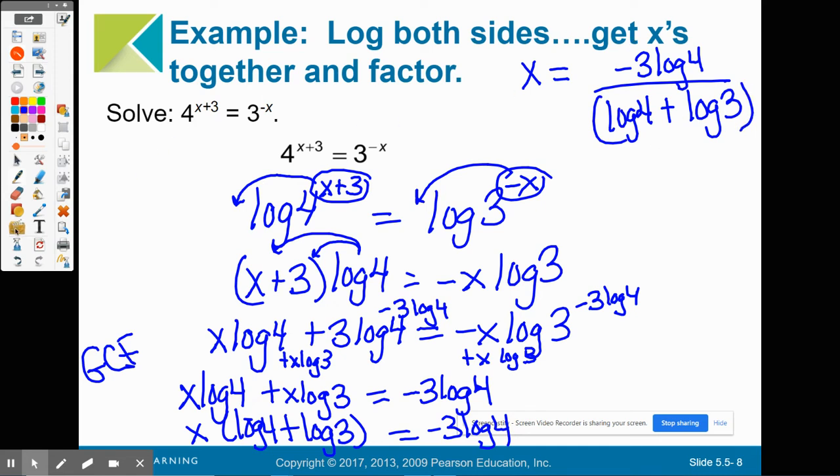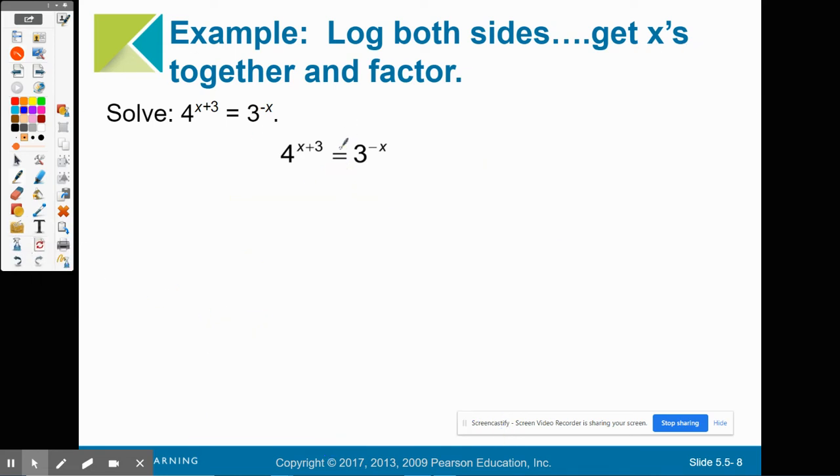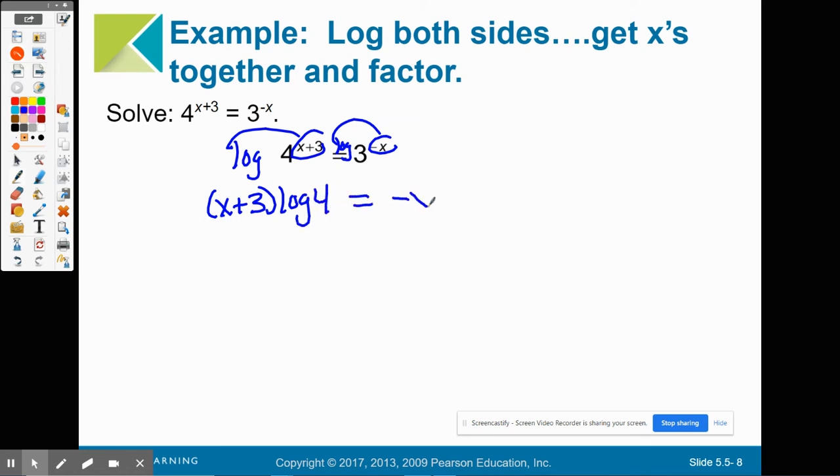Okay, let's try that one more time just so you could see it in slow motion. You can fast forward this if you're good. We took the log of both sides. Why would I take the log of both sides? Because I can pull the exponent down. I have x plus 3 log of 4 equals negative x log of 3.